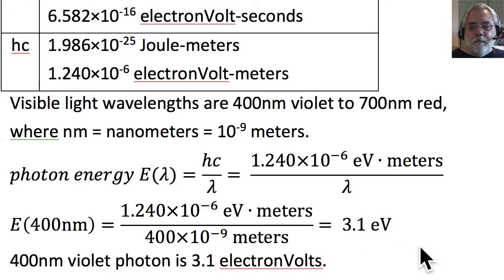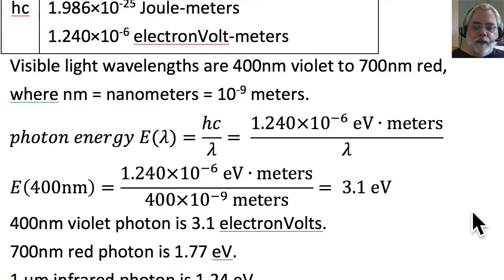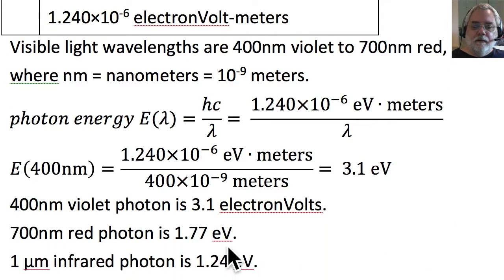Okay, well, with some practice, you can get a feel for electron volts just by thinking about the amount of energy in violet and red photons. If we do red, we would get 1.77 eV. So the visible spectrum is like between 2 to 3 electron volts.